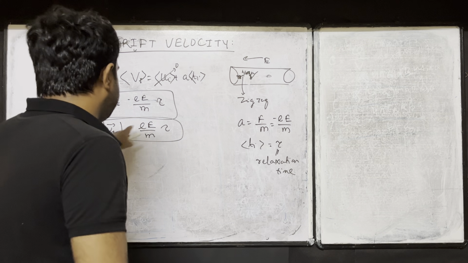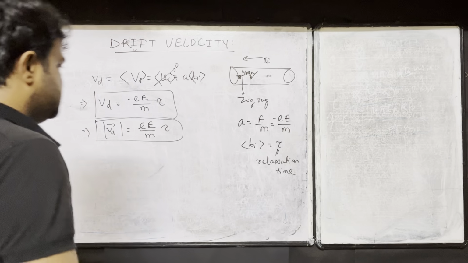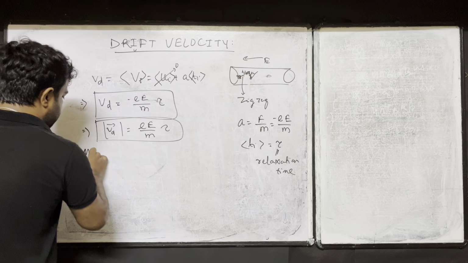Now drift velocity per unit electric field is called mobility. The concept of mobility.